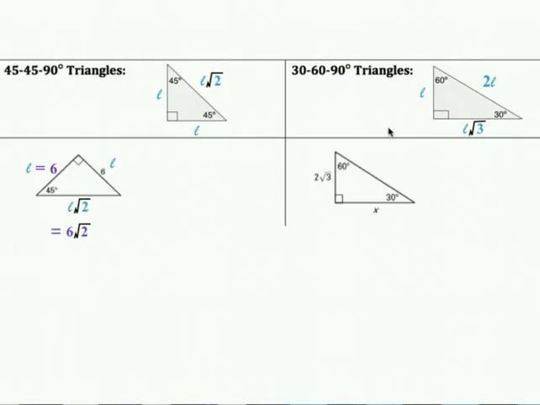Go ahead and copy the diagram for the 30, 60, 90 triangle. The pattern for 30, 60, 90 triangles is that the shortest side of the triangle is always L. The hypotenuse is always 2L, twice the shortest side, and the medium side is the short side, but with a radical 3 after it, L radical 3.